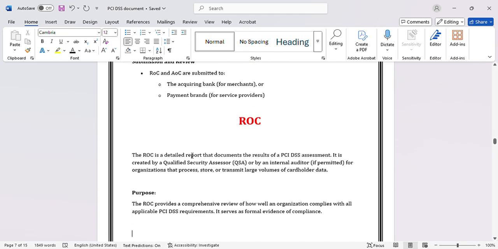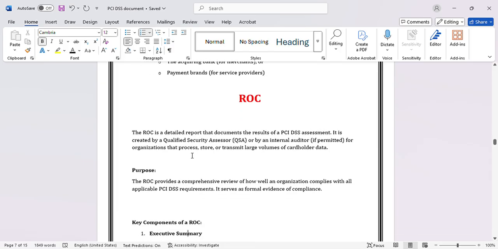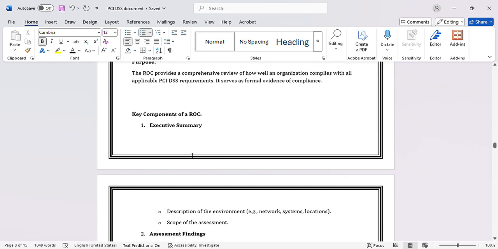Okay, next is ROC. What is ROC? ROC is a report on compliance. It is a detailed report that documents the results of a PCI DSS assessment. It is created by a QSA, or by an internal auditor if permitted, for organizations that process, store or transmit a large volume of cardholder data. The purpose of ROC is to provide a comprehensive review of how well an organization complies with all the applicable PCI requirements. It serves as formal evidence of compliance.